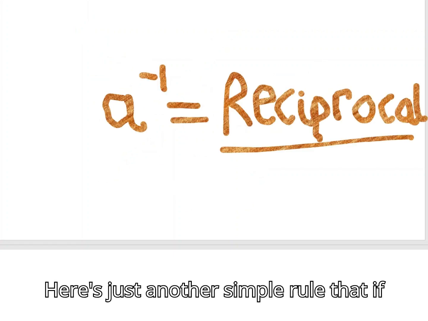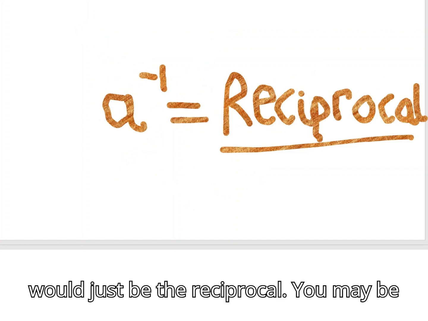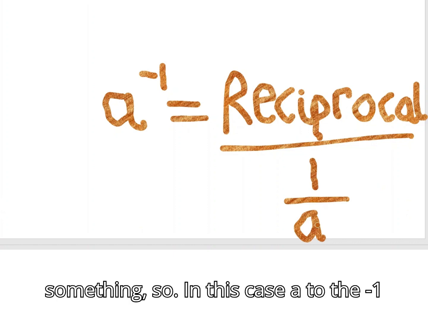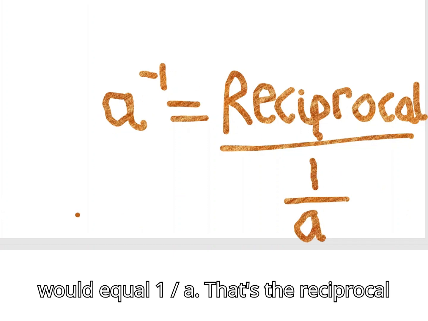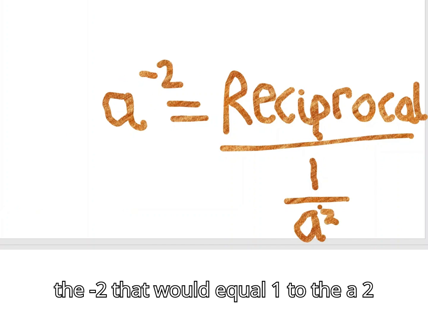Here's another simple rule: if you have something to the negative 1 power, it would just be the reciprocal. You may be wondering, what is the reciprocal? That's just when you have 1 over that something. So in this case, a to the negative 1 would equal 1 over a. That's the reciprocal of a. It's just a fancy term. Also, a to the negative 2 would equal 1 over a squared.